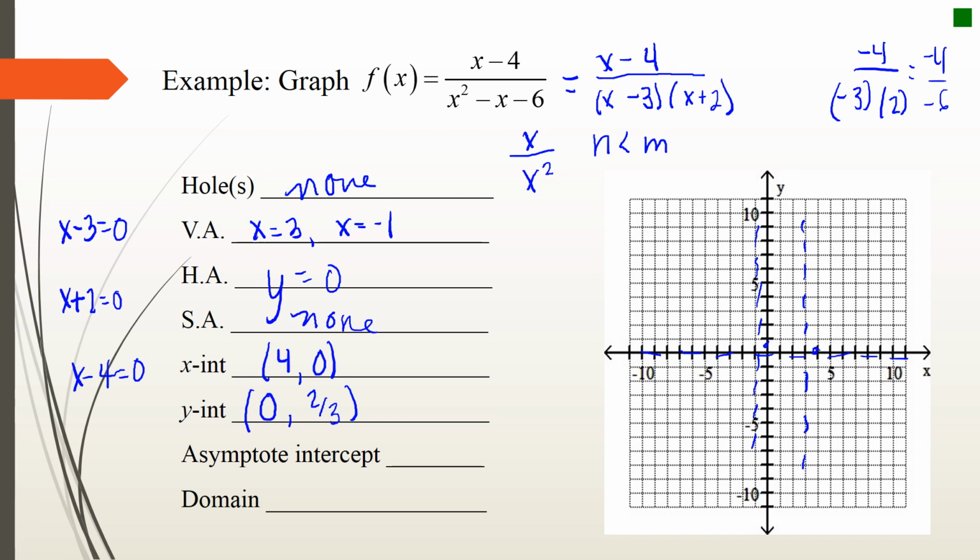And if I set that numerator, x minus 4, equal to 0, we already did that for the x-intercept. That is also the asymptote intercept, since the x-axis is the horizontal asymptote. So I'm going to label that as the asymptote intercept. And my domain is going to be all real numbers except for our exclusions, which are our vertical asymptotes.